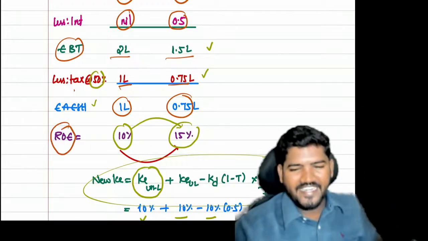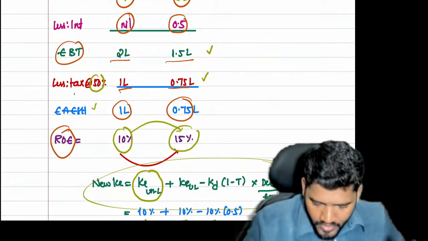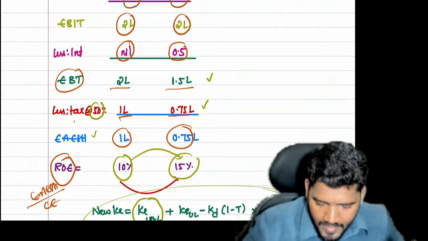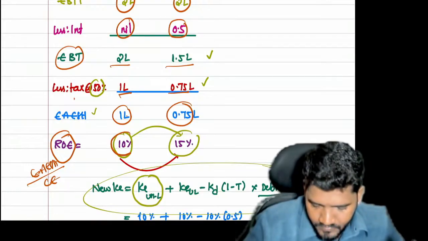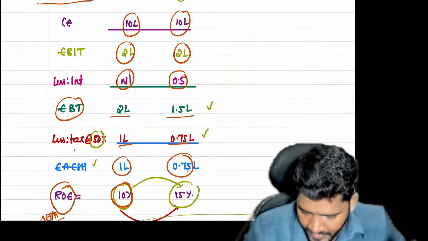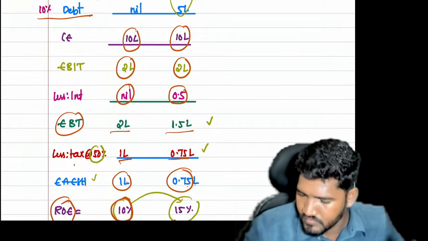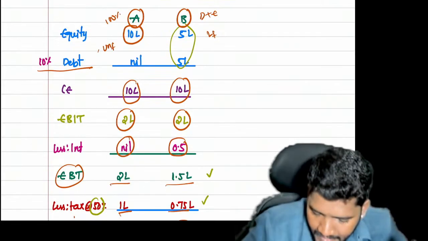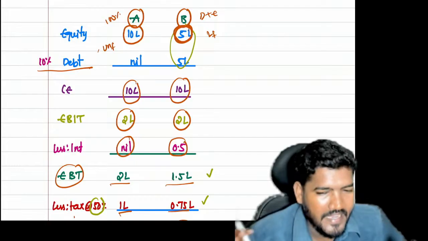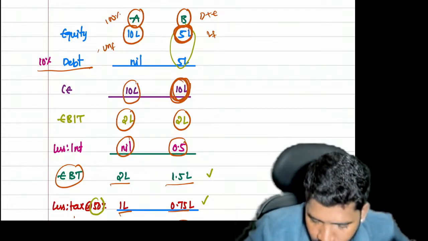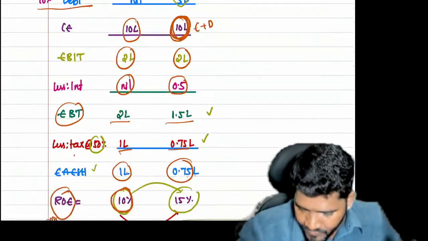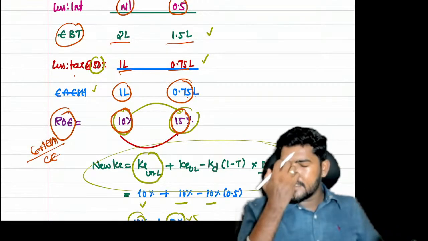Now you have to figure out the return on equity. Return on equity equals EAT divided by capital employed. 1 lakh divided by 10 lakh into 100, 10%. For the other, 0.75 lakh divided by only 5 lakh, guys. I am finding only return on equity. That's why EAT divided by equity, not total capital, which is equity plus debt capital. I want only equity capital. So 0.75 lakh divided by 5 lakh. The answer is 15%.